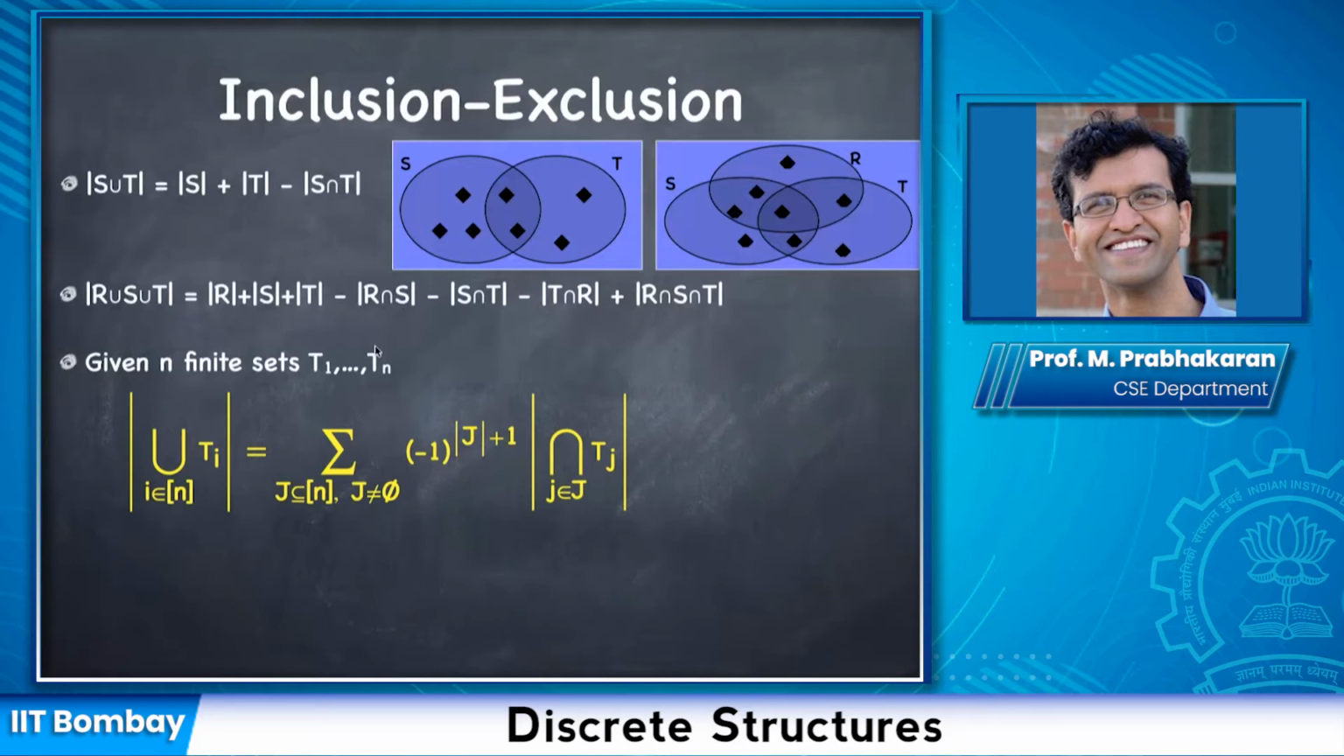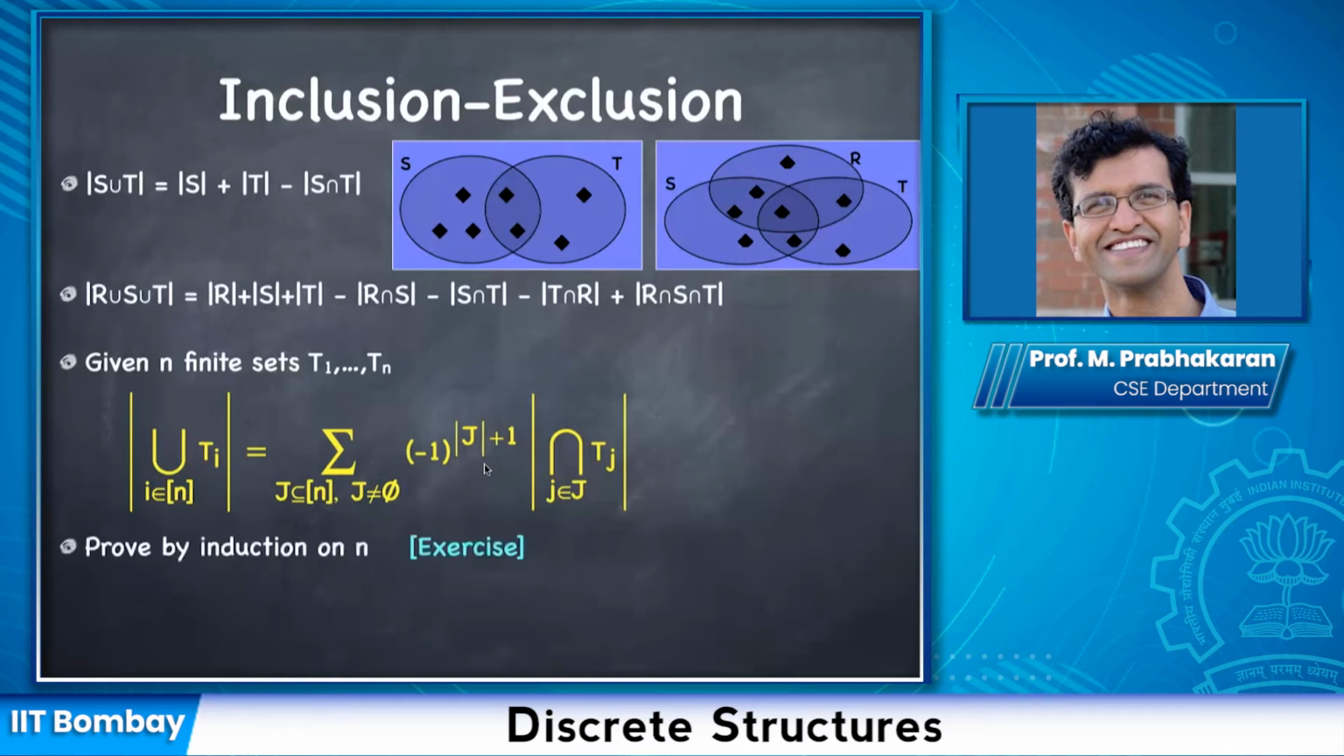And if it is 1 or 3, if it is odd, you include. So if the size of j is odd, then j plus 1 is even, minus 1 to the power even is 1. So in that case, you include. And if j is even, then you exclude. Okay, so that is the general form of the inclusion-exclusion principle that we'll need.